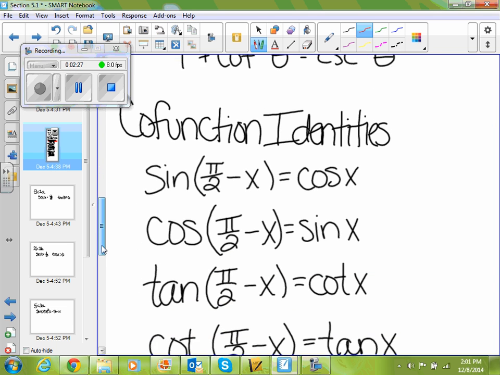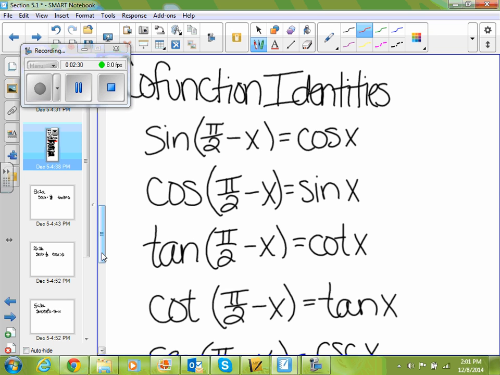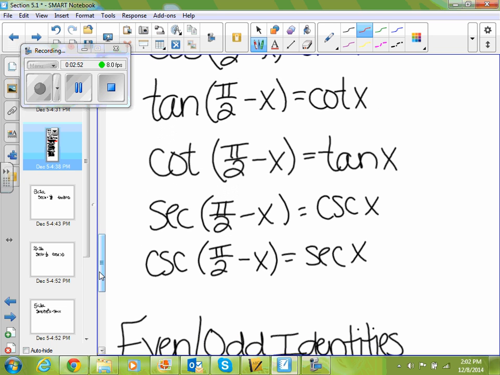Alright, your next set of identities are called your cofunction identities. And these are probably the hardest ones to remember because you have to remember what turns into what. So your sine turns into cosine, your cosine will turn into sine, and vice versa. So then those are the rest of your cofunction identities. Your secant turns into cosecant, and cosecant turns into secant.